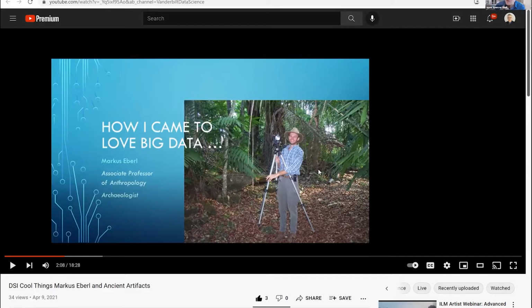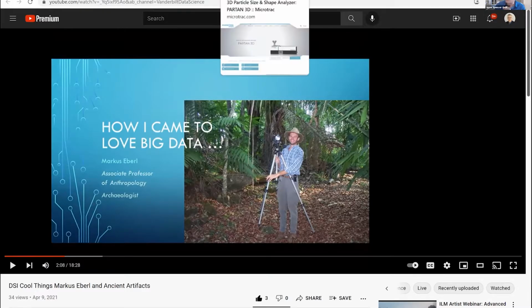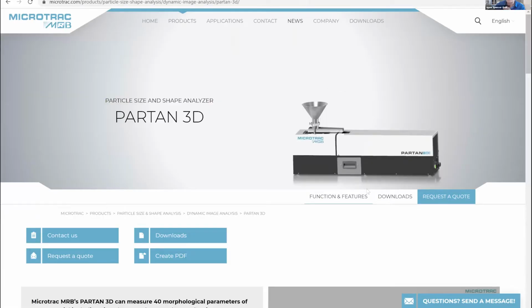Now, there are only going to be about 100 particles out of 1 million particles of dirt. So this is painstaking work, and you might only find a couple of dozen in any sample that you might take. But Professor Eberl had a remarkably brilliant idea, and that is he bought a particle analyzer.